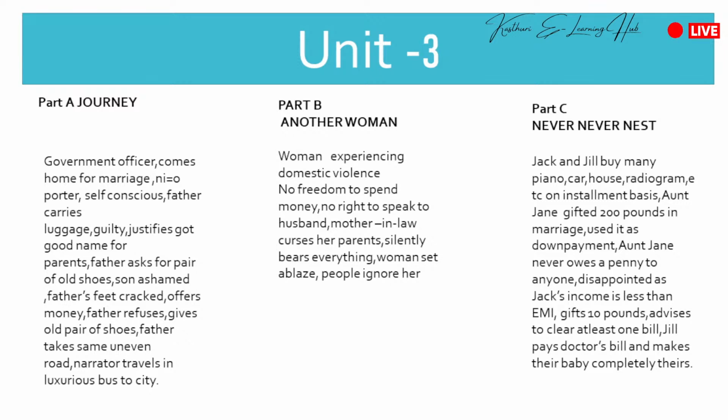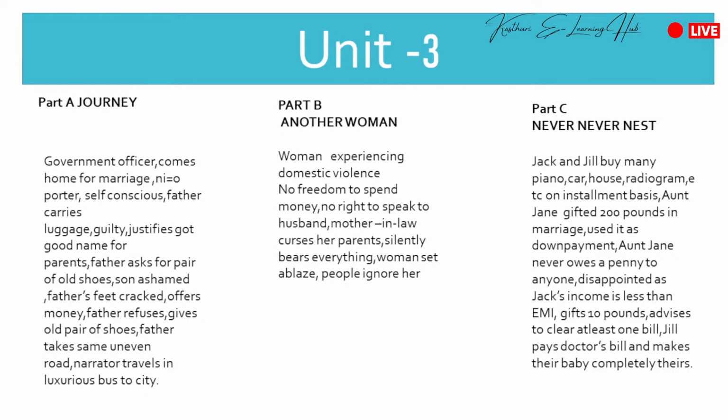Never Never Nest is about the disadvantages of buying things on installment basis. Here Jack and Jill buy many things on installment basis. When Aunt Jane visits their house, she understands that the EMI is more than their salary. So she advises them to pay off at least one of the bills, clear one of the bills and make one thing at least their own. So Jill pays the doctor bill.